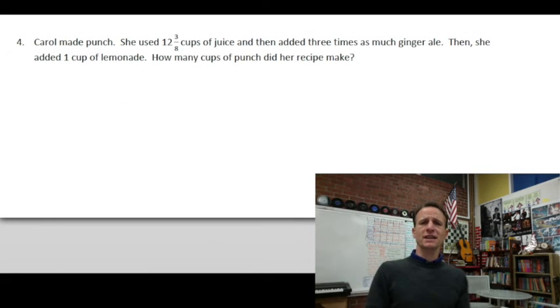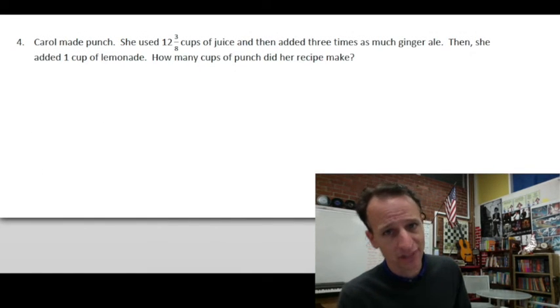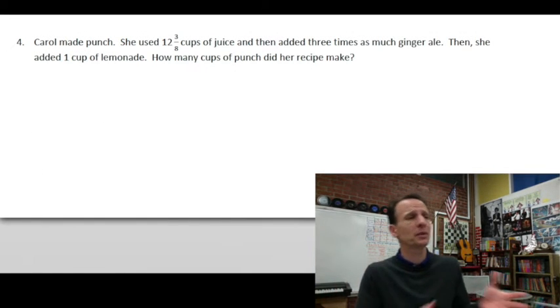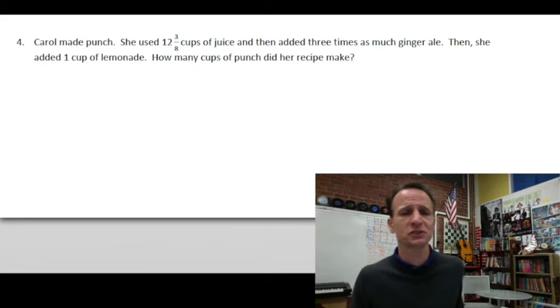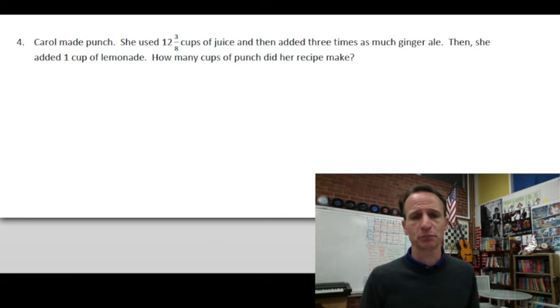You know, Eureka Town is such a happy place. There are always class parties and people buying things for them and people doing arts and crafts and dogs eating dog food. And here we have Carol making punch.